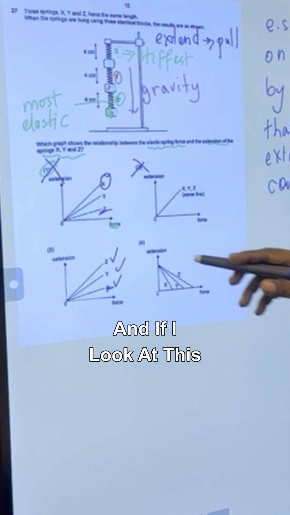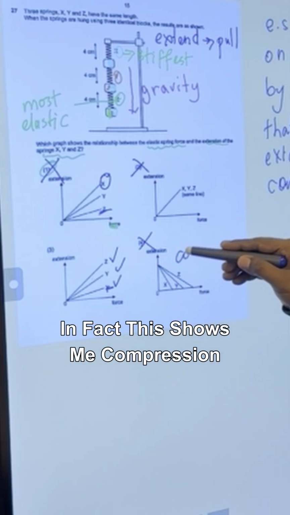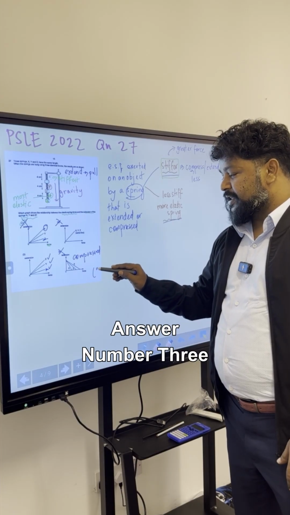And if I look at this, this doesn't show me an extension. In fact, this shows me compression. So based on our method of elimination, we realize that this option is answer number 3.